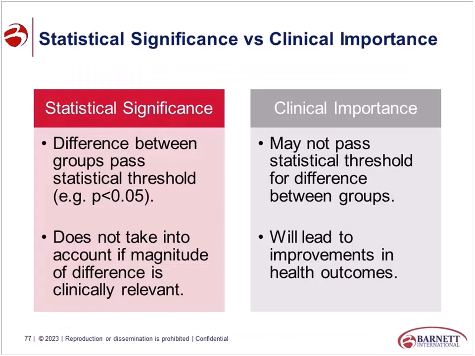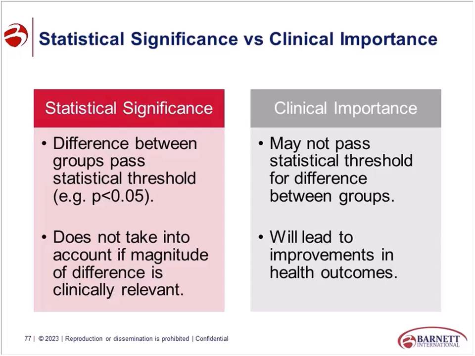I want to make a comment about statistical significance and clinical importance. Again, two ideas, two phrases that get interchanged incorrectly. Statistical significance is all about ruling out chance, right? Whether the difference between groups passes the threshold. That's what statistical significance is. If the p-value is less than 0.05, you reject. If it's greater than 0.05, you do not reject. Statistical significance does not take into account the size of a difference.